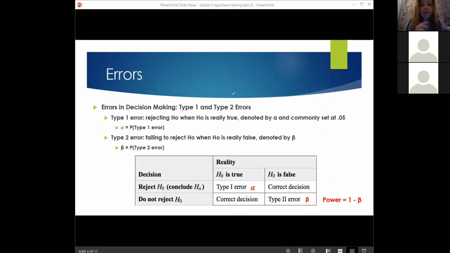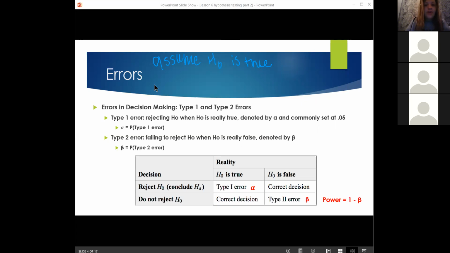In this case, a type 1 error is when we reject the null hypothesis when the null hypothesis is actually true. Remember, you always assume that the null is true. That's the main thing to remember. With the type 1 error, since we're rejecting the null when it is actually true, that's basically saying that we found something significant when in reality, it wasn't significant at all.